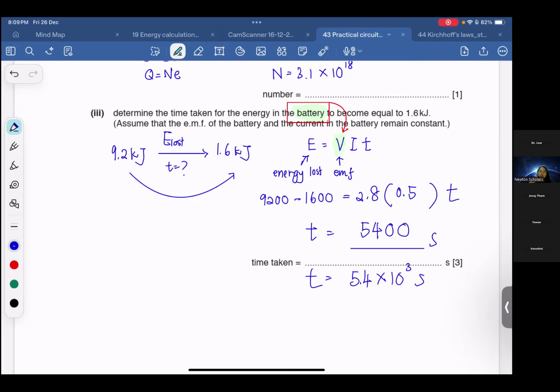This is not the only question like this. Later on there is another question asking in a similar way. So this way of asking is quite common. We have to subtract to find the energy loss. So I know it lost this amount of energy, then how long the time it needed. Okay, let's go to the next page, page 19.